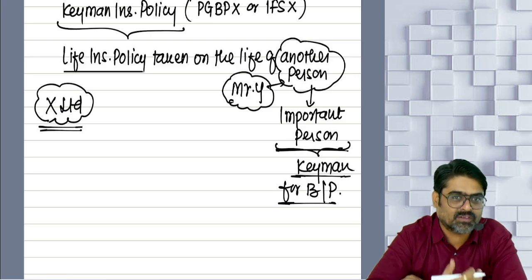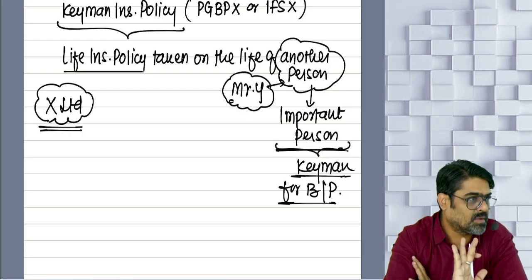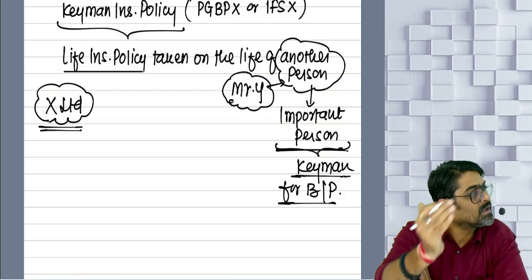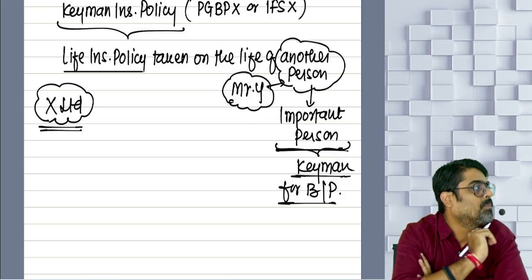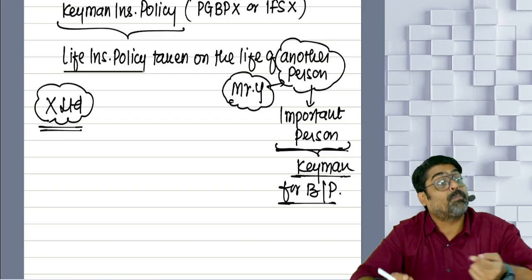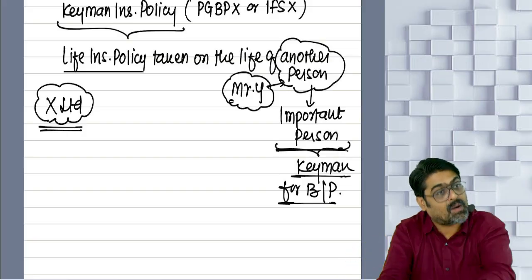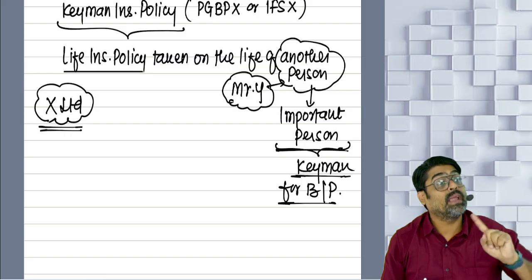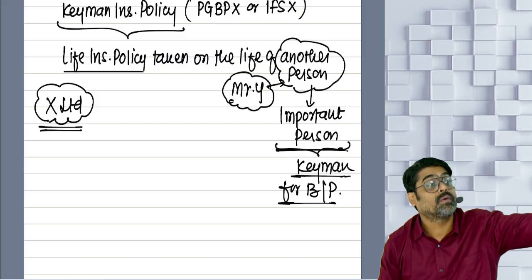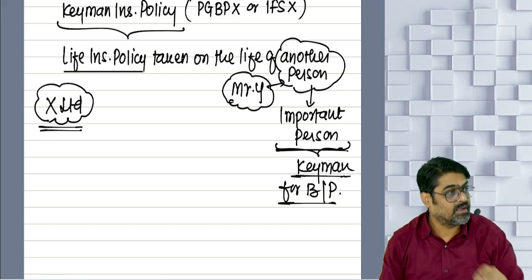So in the course of business or profession, the policy was taken for the key man of the business or profession, yes or no? And if something happens, in the course of business or profession, the amount is received from the insurance company by the company X Limited. So if the person who has taken the policy receives the amount in his hands, then that amount will be PGBP income. Which income? PGBP income of X Limited, because X Limited is going to get that amount.